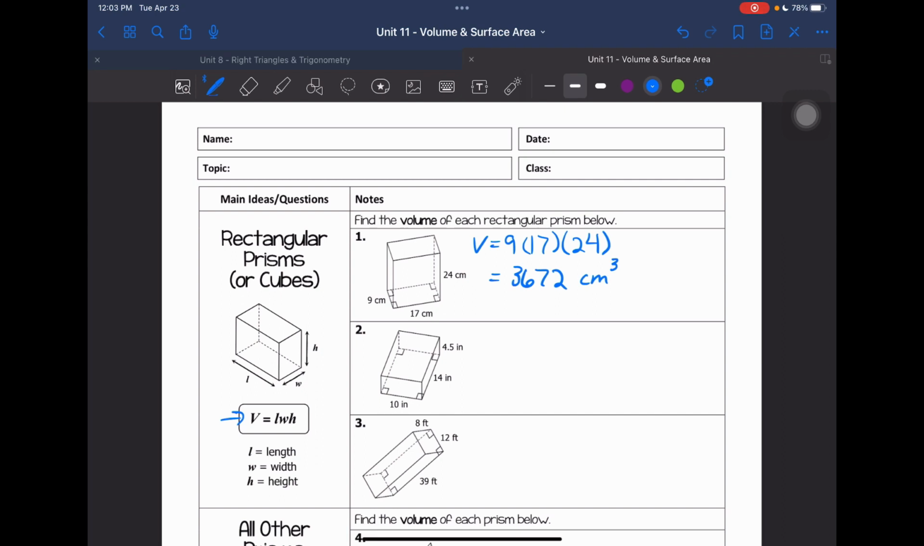Looking at number 2, it's another rectangular prism. So all we have to do is multiply these three numbers together: 10 times 14 times 4.5. If we type that in the calculator and get our answer, that would be 630 inches cubed.